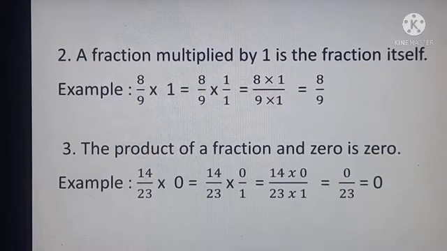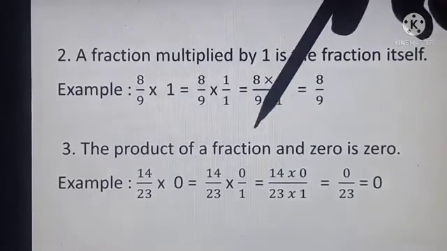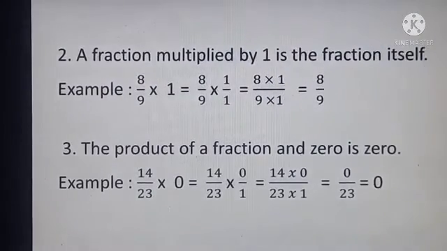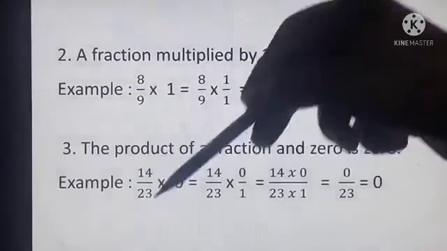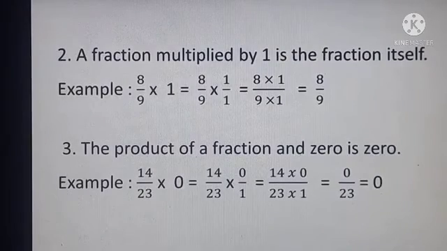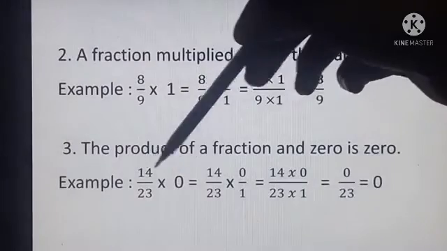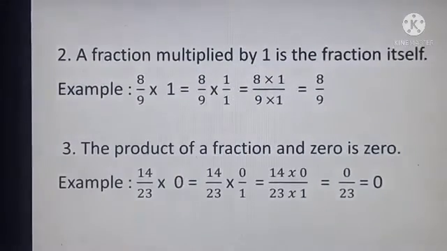Okay. Now third property. The product of a fraction and 0 is 0. Means when we are multiplying the product with 0, we will always get 0. See how it is there? 14 multiplied by 0. 0 can be written as 0 upon 1. Right?